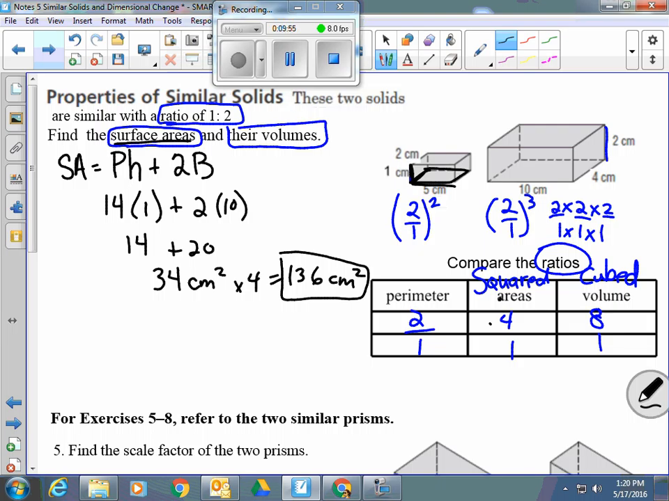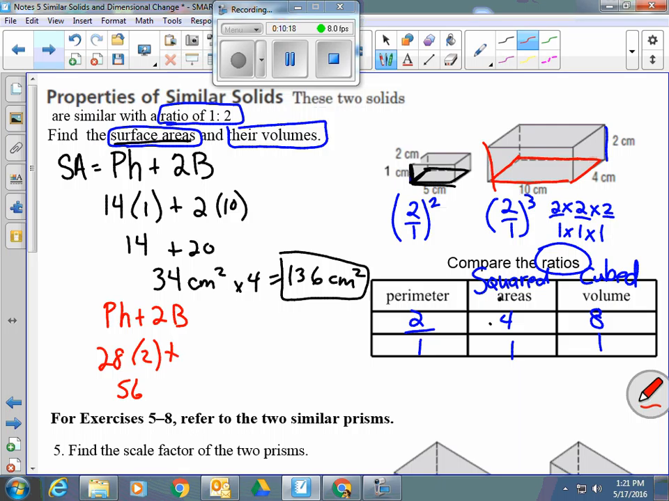Well, Ms. Ramsey, I'm not sure that that's true. Let's try it. So let's do the same formula. Perimeter times height plus 2 big B, right? So the perimeter of my base is 4 and 10. That gives me 28. And then my height is going to be 2. 28 times 2 is what, 56?